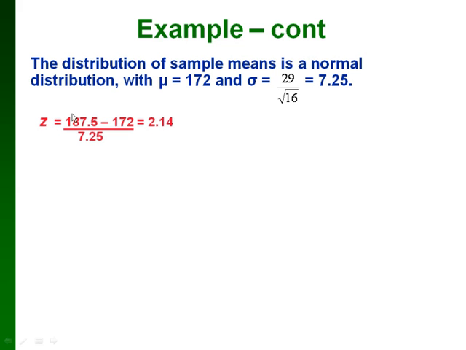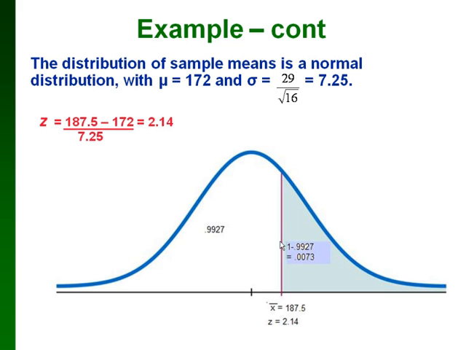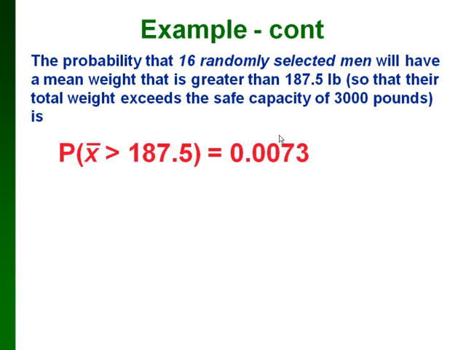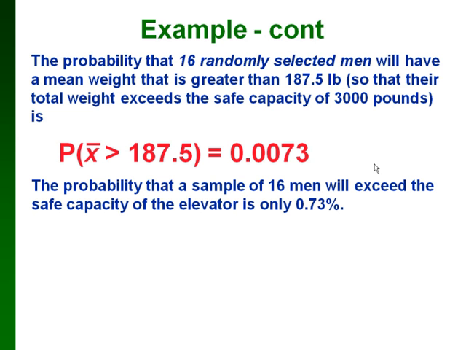So we want to find the z-score for the 187.5. Then we're going to draw the picture of our normal distribution, and here's our sample mean of 187.5. The corresponding z-score is 2.14, and if we look this up in a table, the area to the left of that is 0.9927. We subtract that from 1 and we get 0.0073. What that means is the probability that our 16 randomly selected men will have a mean weight greater than 187.5 pounds is 0.0073.